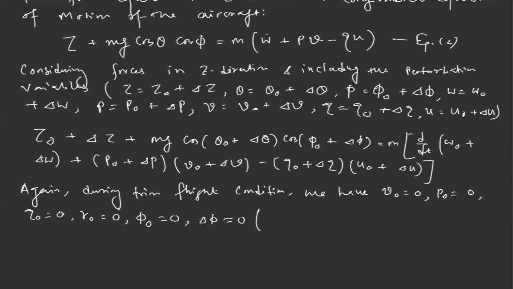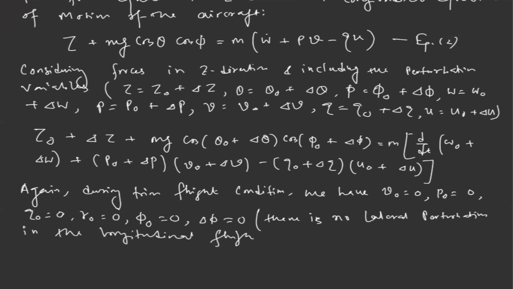Del phi equal to 0 means there are no lateral perturbations in the longitudinal flight. So these are the assumptions we are considering for finding the linear model of the z force equation.